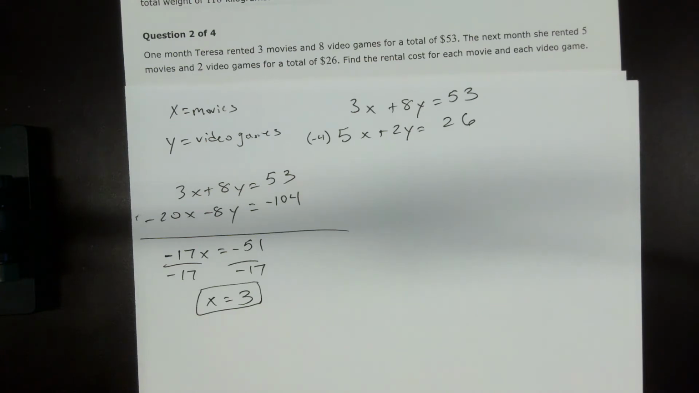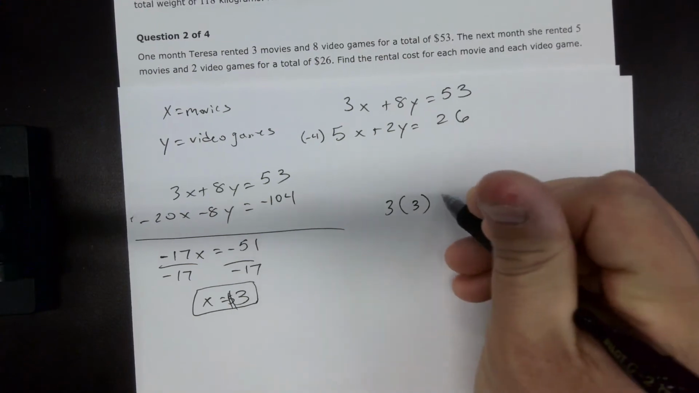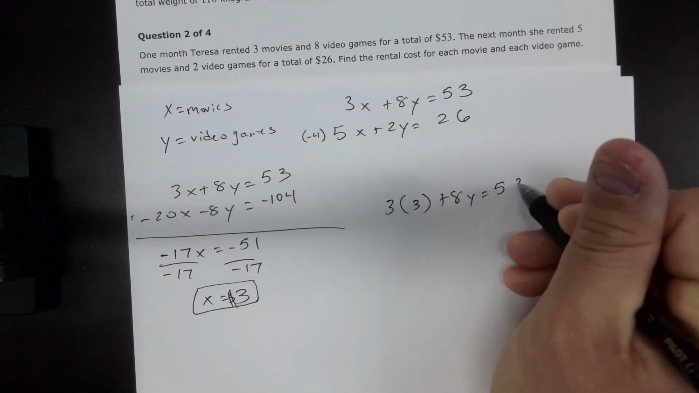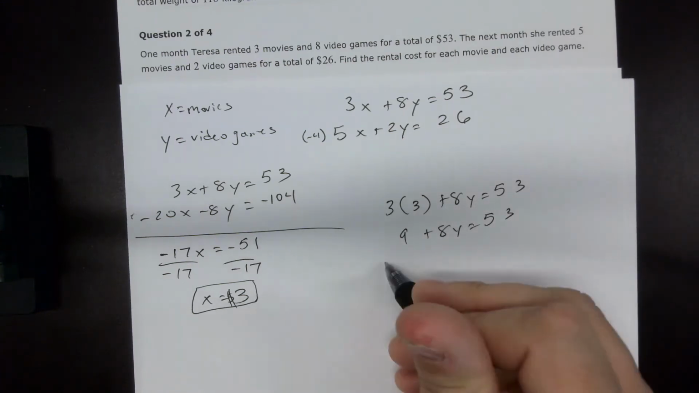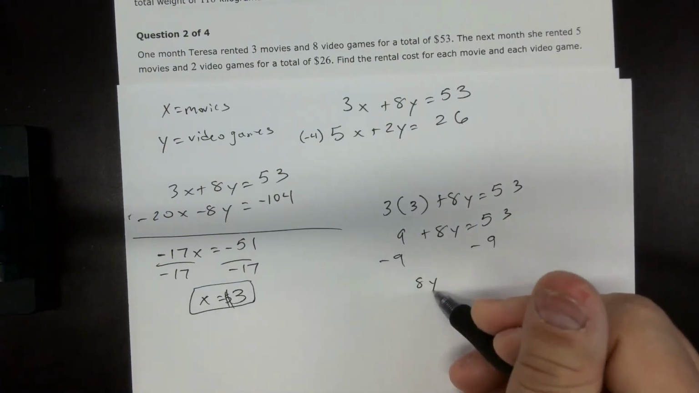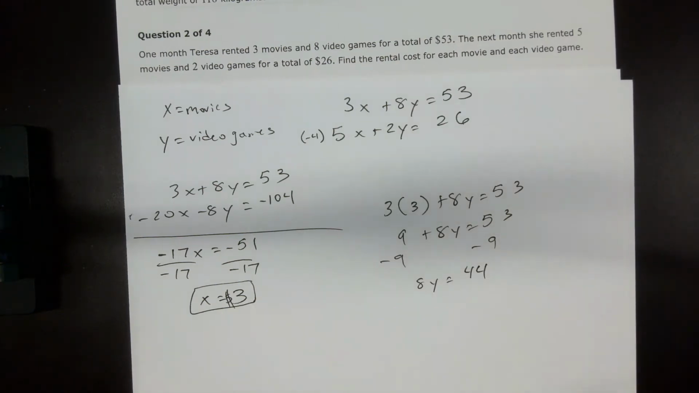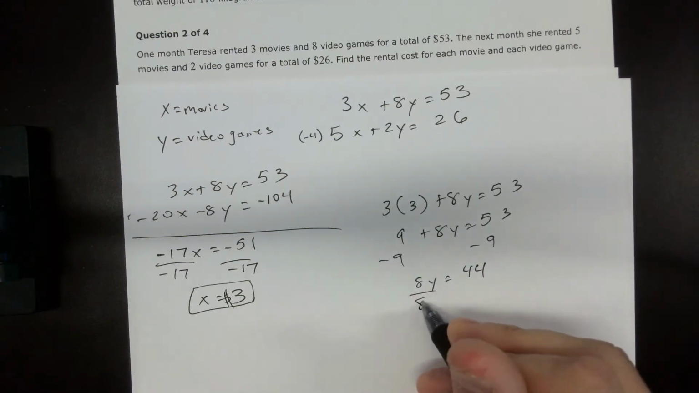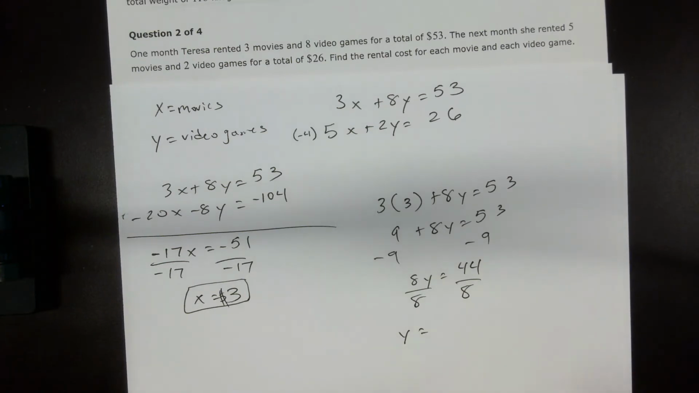$3, right? So we know that the cost of movies is $3. Okay, so I'm just going to plug it back into our top equation. 3 times 3 plus 8y equals 53, or 9 plus 8y equals 53. Subtract 9. 8y equals 44. Okay, divide 44 by 8, and you get y equals, or the cost of video games equals 5.5.